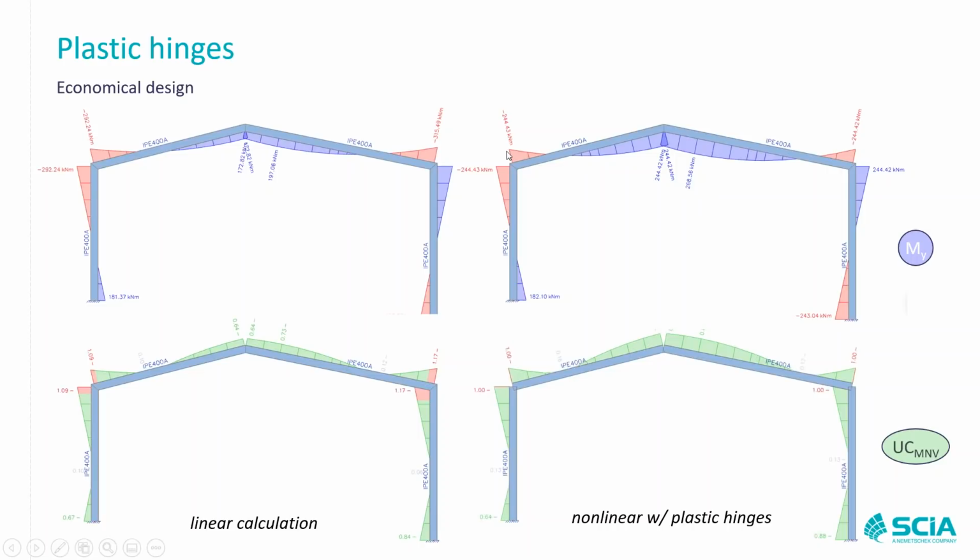This allows us to use more of the capacity of the beam because then we will have, let's say, a more uniform utilization. I think I've overlapped them here. It's not very clear, but I think here it's around 0.8 and here it's 0.4. So the whole idea of using plastic hinges is for economical design.